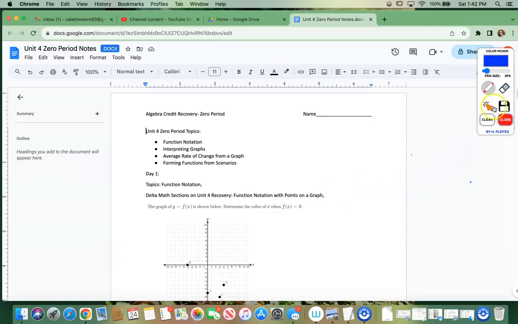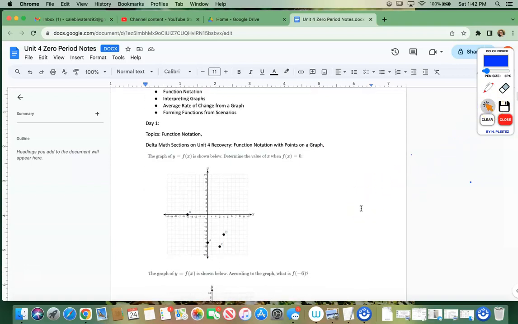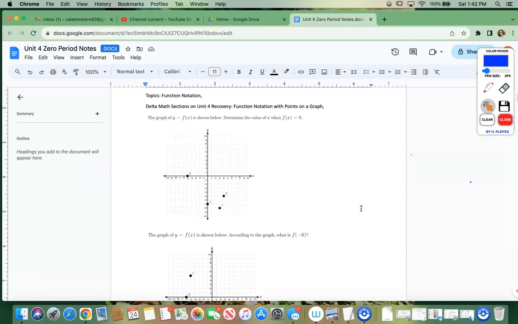So, this was all about function notation, like so much function notation. And so, let's get into that. So, it says the graph of y equals f of x is shown below. Determine the value of x when f of x equals 0. So, let's make a few notes about function notation. The first thing that you should be aware of is where the x's are, where the y's are. So if something is f of x equals a, for example, this is the x, this is the y. Okay? So when it says determine the value of x, we're looking for this when the y is 0.